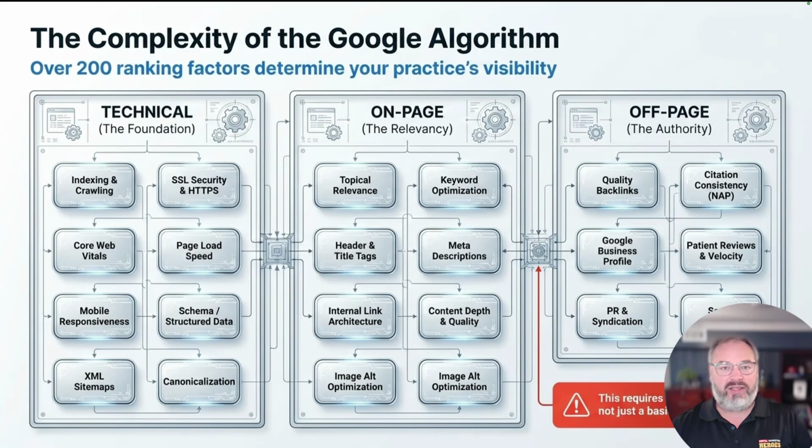Keyword optimization, you need to maximize how your website is set up in order to show up, to send signals to Google and the AI searches about which keywords are most important to you and align with what people are searching for. Header and title tags, again, technical stuff, meta descriptions, internal link architecture, content depth and quality.